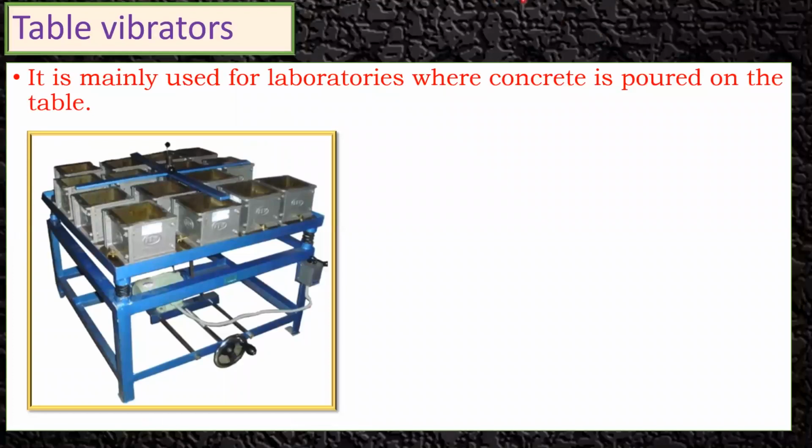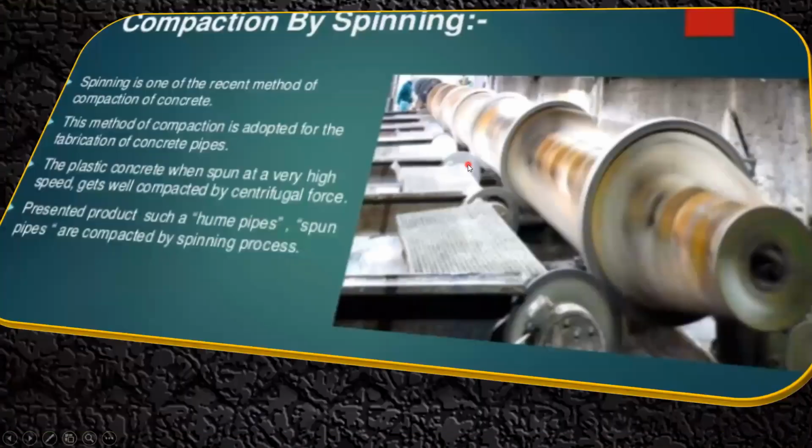Now, the next one we have is a table vibrator. This is mainly used for laboratory work where the concrete is poured on the table. You can see the concrete cubes you have placed. Once you pour the concrete, you switch on this machine. You can see the springs attached here, so this part will go up and down. As a result of that, the vibration is created. Hence, they are called table vibrators.